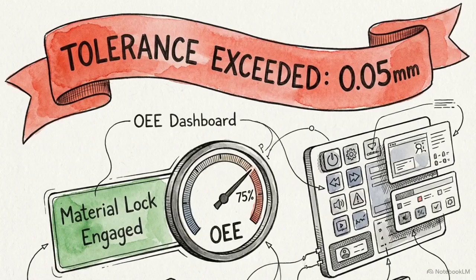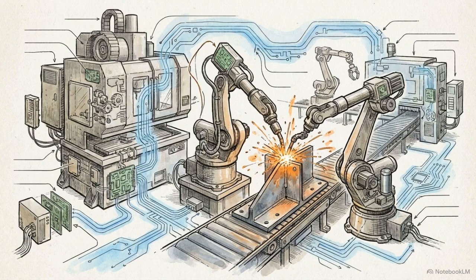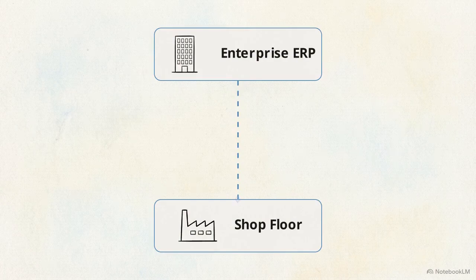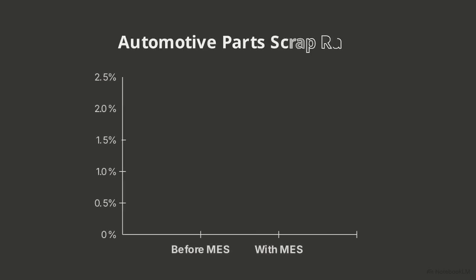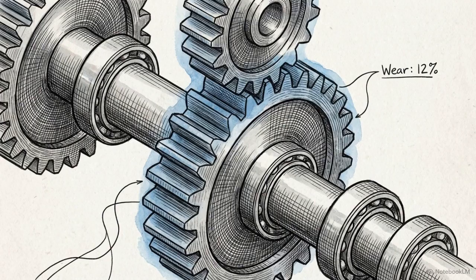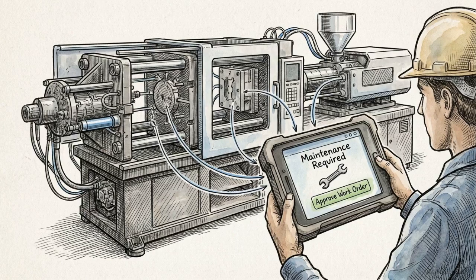With the system live and operators trained, the facility is now officially operating within the Industry 4.0 framework. The enterprise ERP feeds production orders directly to the shop floor. In return, the machines report inventory consumption and performance metrics back to the business layer instantly. The financial impact of this loop is highly measurable. In automotive parts manufacturing, using an MES to catch errors early reduced the rate of scrapped parts from 2% down to 0.8%. The connected data also provides a secondary benefit. By tracking their own wear and tear, machines can trigger preventative maintenance work orders before a breakdown occurs.